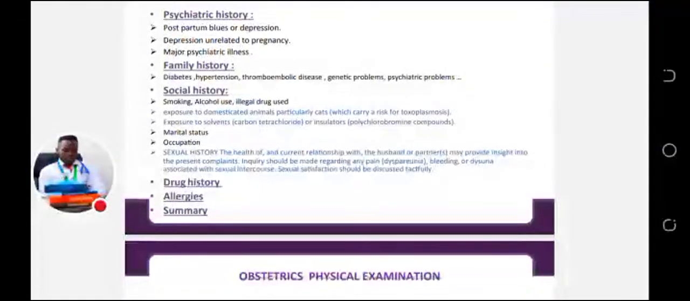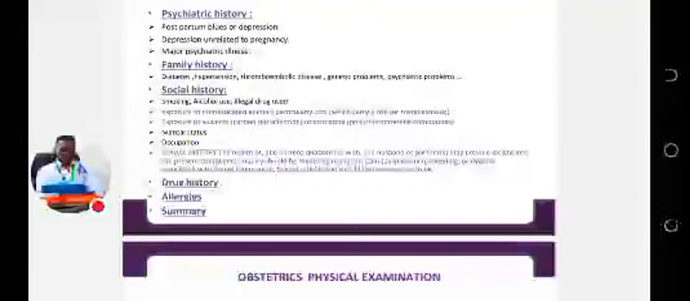Then we also have the family history. Under family history, you need to ask your client if they have had diabetes, hypertension, also thromboembolic diseases, as well as any other genetic problem and psychiatric problem from the family background. This information is very much important to the clinician.